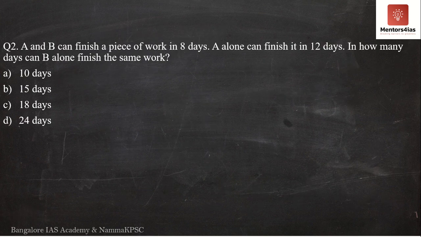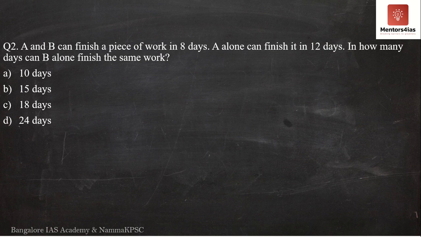Okay. Second problem. Now the second problem says A and B can finish a piece of work in 8 days. A alone can finish it in 12 days. In how many days can B finish it alone? That is the same work. Now I hope you understood the difference between the first question and the second question. The first question said A can do it in some number of days, B can do it in some number of days. Now if both A and B work together, in how many days do they finish it?